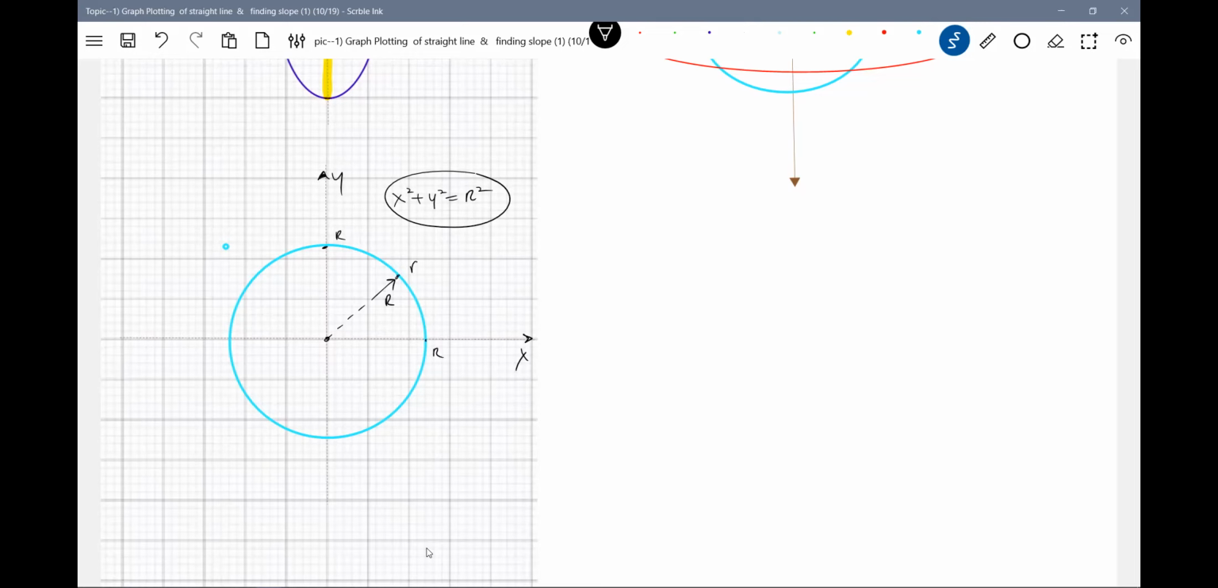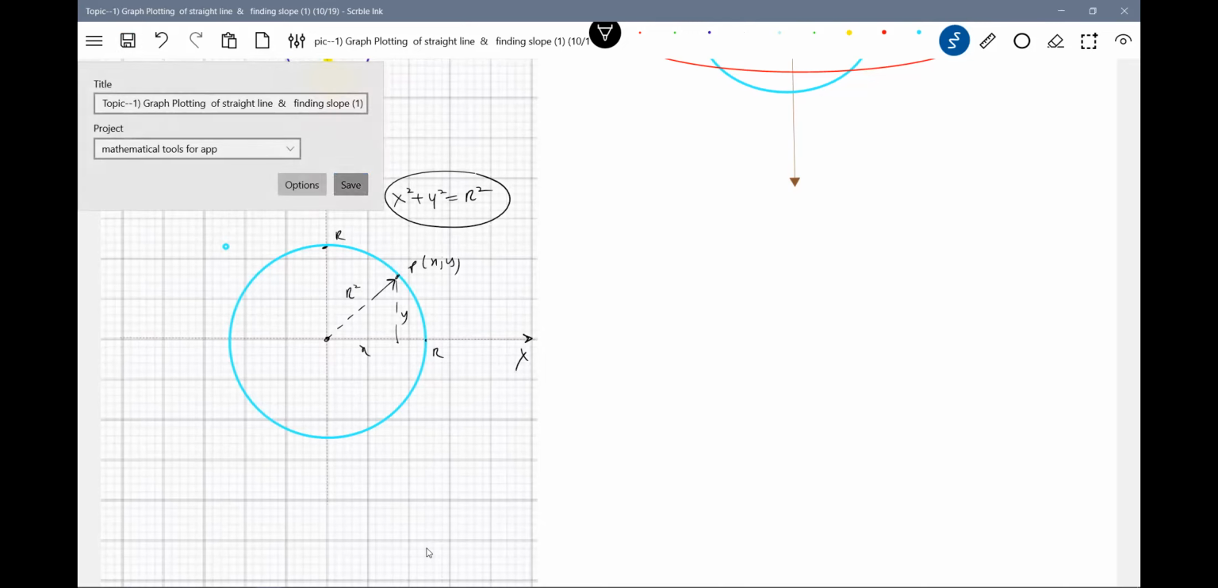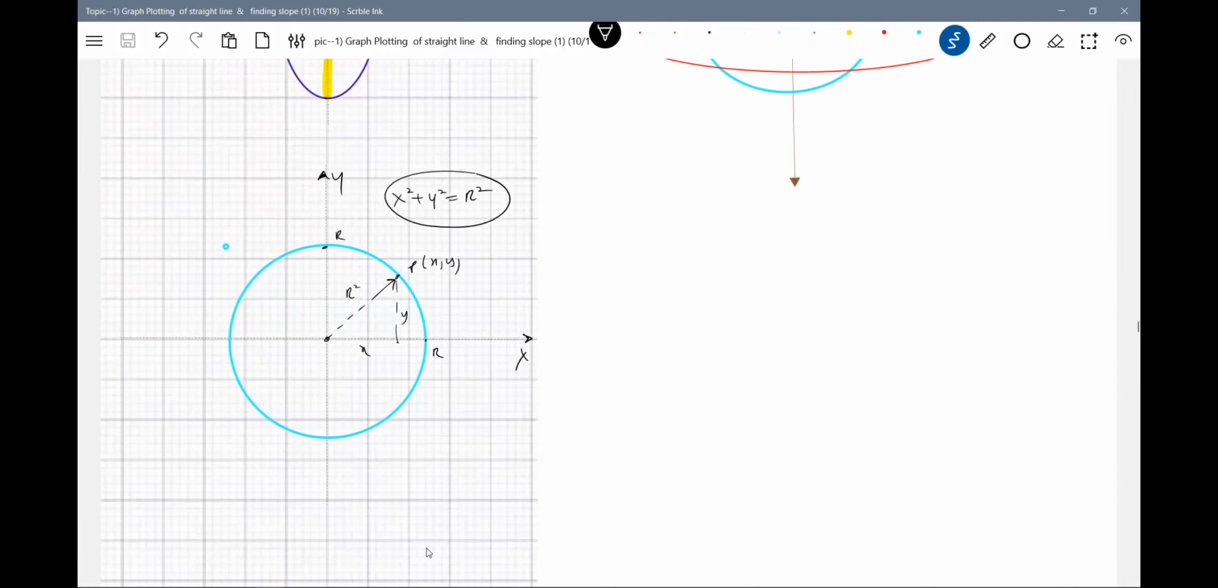Then if you choose some coordinate point P, the coordinates of this point is x comma y. You are going to write x and y, no? From Pythagoras theorem, r square equal to x square plus y square. The equation of circle, we'll get it. If you see an equation of this kind, it must be a circle.